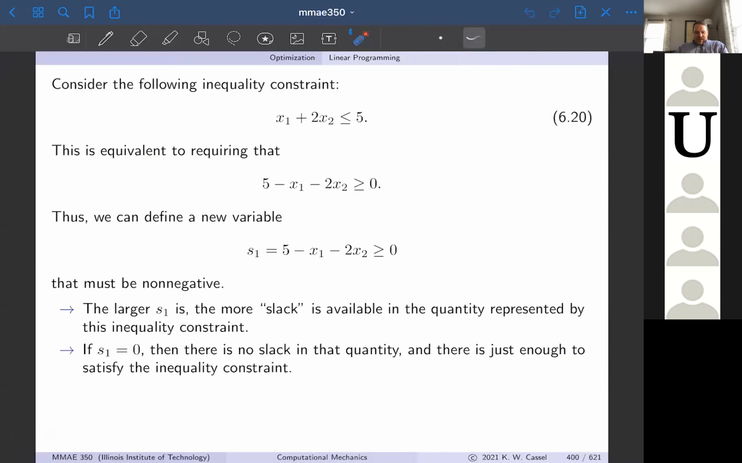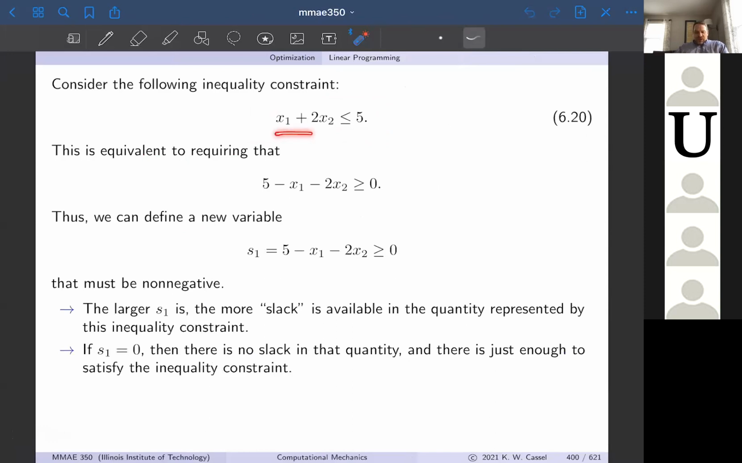So let's say we have an inequality constraint that looks like this. x1 plus 2x2 is less than or equal to 5. All right, so that means whatever x1 and x2 are, when you add 1 times x1 plus 2 times x2, I need to get something that's no bigger than 5. So that's a constraint, an inequality constraint on the values of x1 and x2.